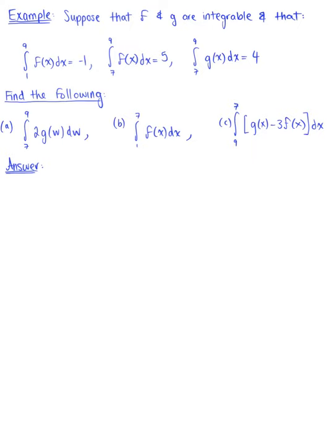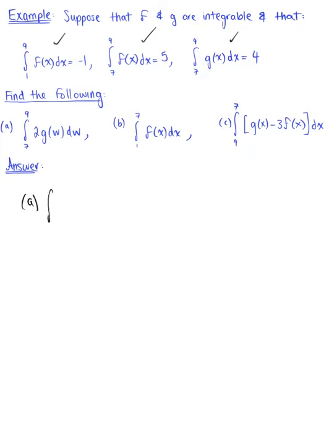So let's look at an example where we apply these properties of definite integrals. Suppose that f and g are integrable, and that the definite integral from 1 to 9 of f of x dx equals -1. We have the definite integral from 7 to 9 of f of x dx equals 5. And last but not least, the definite integral from 7 to 9 of g of x dx is equal to 4. We want to find the following three parts using those properties of definite integrals. So let's go ahead and take a look.